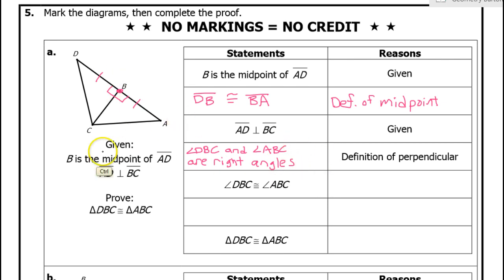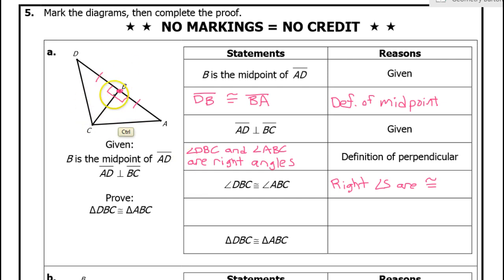So that was it for the given. Next I see that they're saying angle DBC is congruent to angle ABC. Well, those are the right angles that we just mentioned. So now that we have mentioned that they are right angles, I can go ahead and say that they are congruent because we know that right angles are congruent. So that's it for the given. We've done everything we can with the given.